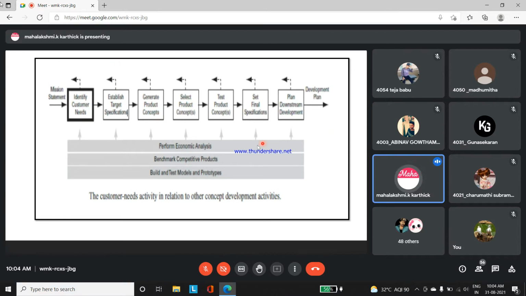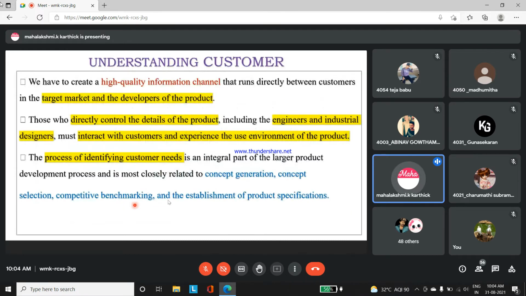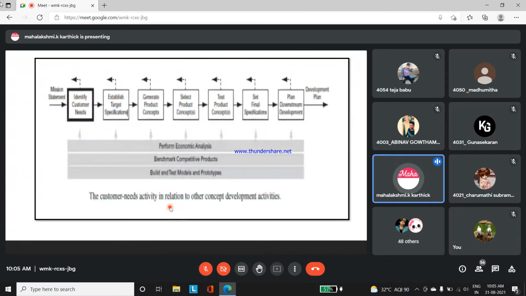Why has this diagram been given here? Because the customer need activity is closely related with these things, right? In the previous slide we saw the last point: the process of identifying the customer needs is closely related to the concept generation, concept selection, competitive benchmark. Again, these steps are very important. The customer need activity in relation to the other concept development activities. Same follow-up, same diagram. If in the examinations they ask the question, briefly describe understanding the customer, you have to draw this diagram and explain the points under it.